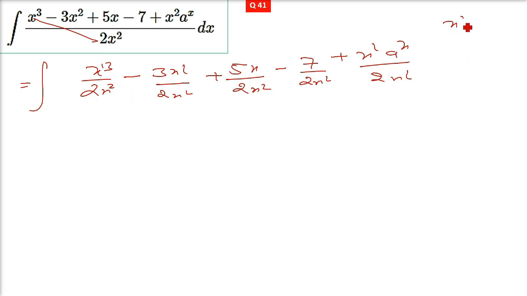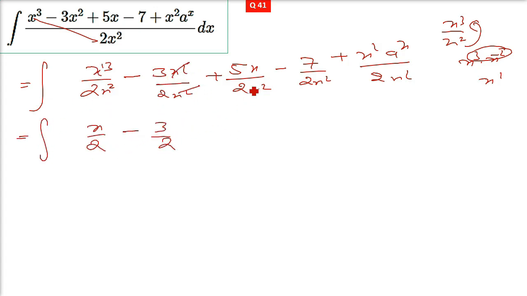You already know this: x cube, x square is in the denominator, x square goes up, it will be x raised minus 2, 3 minus 2 is 1, so x raised 1 it will be. So, what do you get here? Integration of x by 2 minus this one 3 by 2, here you have plus 5 by 2, 1x will remain in the denominator. This will be 7 by 2. X square is, you can take it up in the numerator, x raised minus 2. Here x square gets cancelled. You have a raised x by 2.